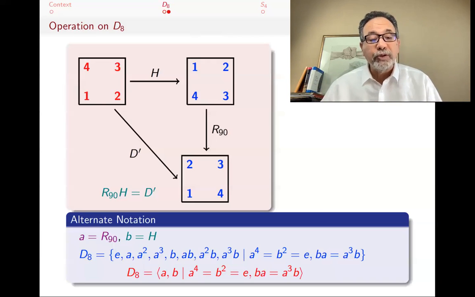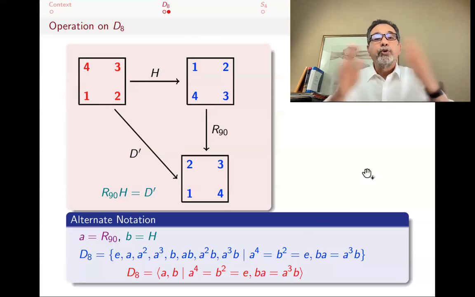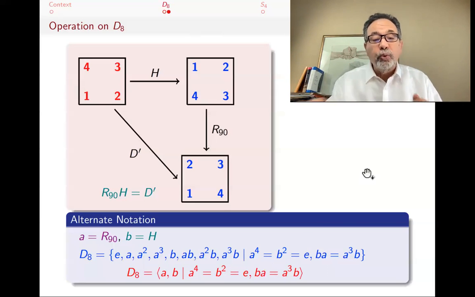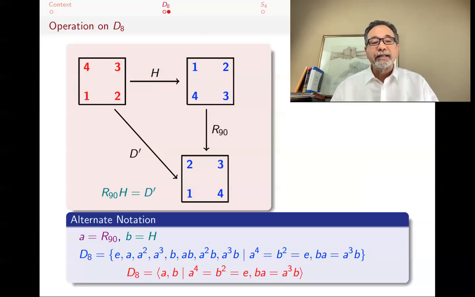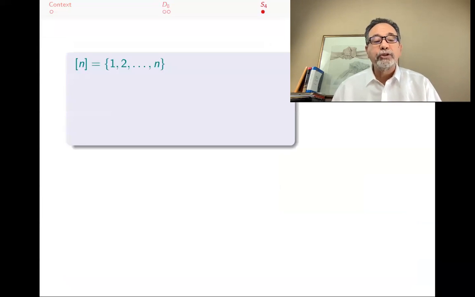And because we have those relations, A to the 4th equals B squared equals E and BA equals A cubed B, those words can then be reduced to one of those 8 things. Writing things as generators and relations is not always easy, but in this case, we can easily see that this is D8. Now let's go on to S4.